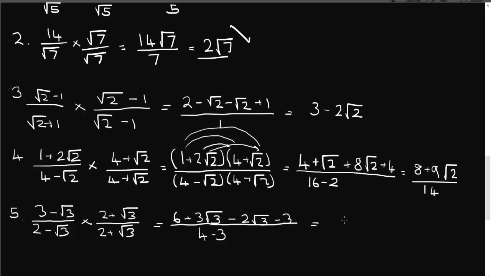So, collect terms up at the top. We've got 6 minus 3 is 3. We've got plus 3 root 3 minus 2 root 3, which is plus root 3. So we've got 3 plus root 3 over 1, which is obviously 3 plus root 3. And that's the answer. So I'm quite happy with those. They're exam questions. As long as you remember to multiply top and bottom by the conjugate of the denominator, that's the bottom, then you'll be fine with those.